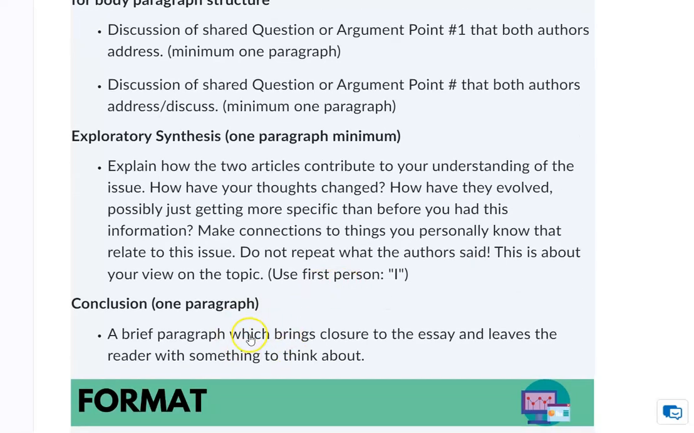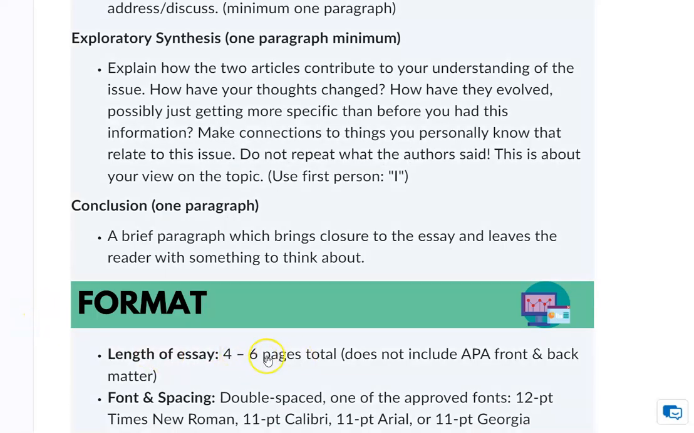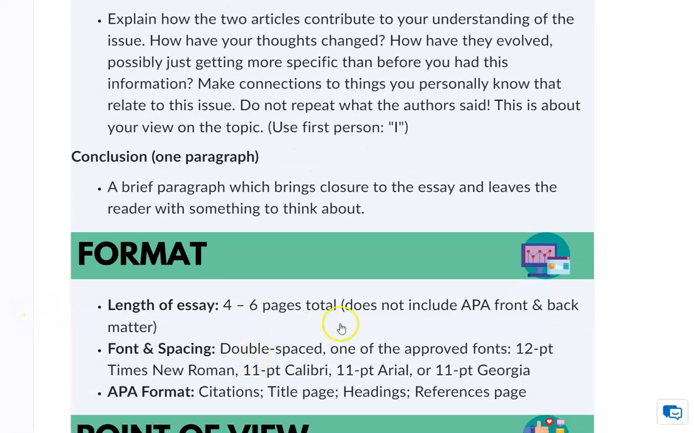Then you'll do your concluding paragraph to bring closure to the essay and leave the reader with your final thoughts at this point in time on your topic. So this needs to be 4 to 6 pages in length, and keep in mind, the 4 to 6 pages does not include the title page or the references page. So the front and back matter. Front matter would be your title page, back matter would be your references page.